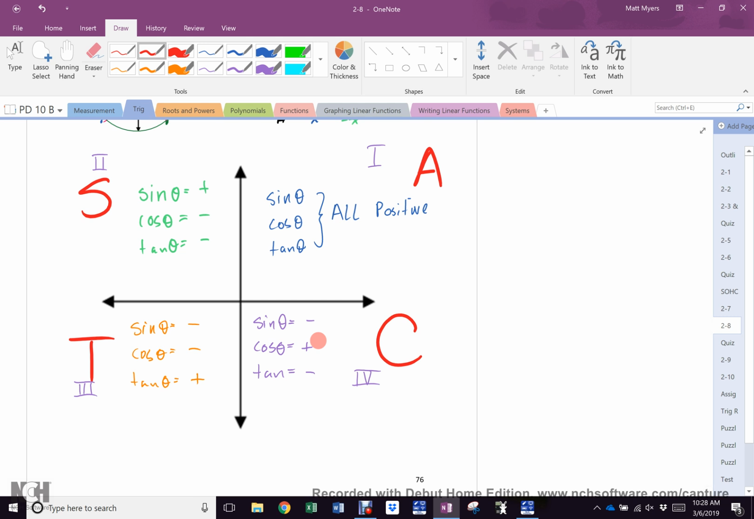How is this important? Well, if I tell you that a cosine is negative, is it possible that your terminal arm is here or here? No. If I tell you that a tangent is positive, where must the terminal arm be? In 1 or 3. Does everybody understand? Excellent. Let's carry along.